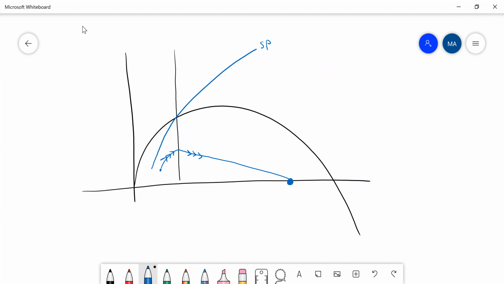And if we are here, we're going to move like this, and eventually we're going to travel somewhere here. If we are here, we're going to move like this, and we'll travel somewhere here. And if we are here, it will be something like that.